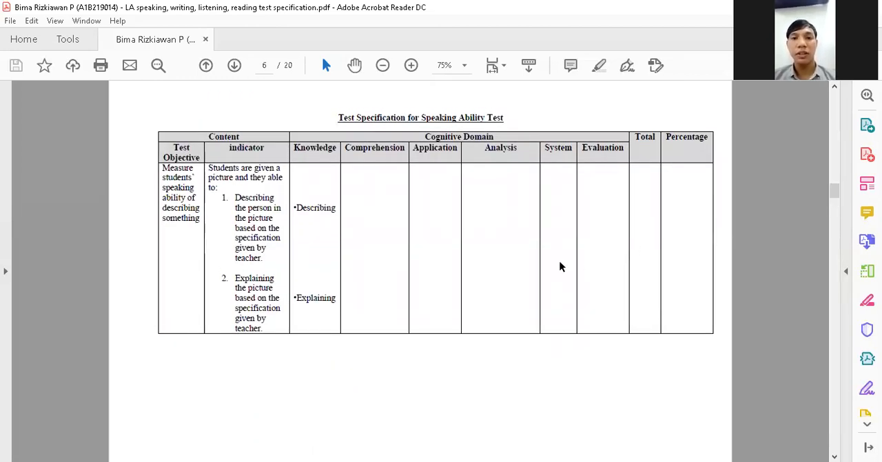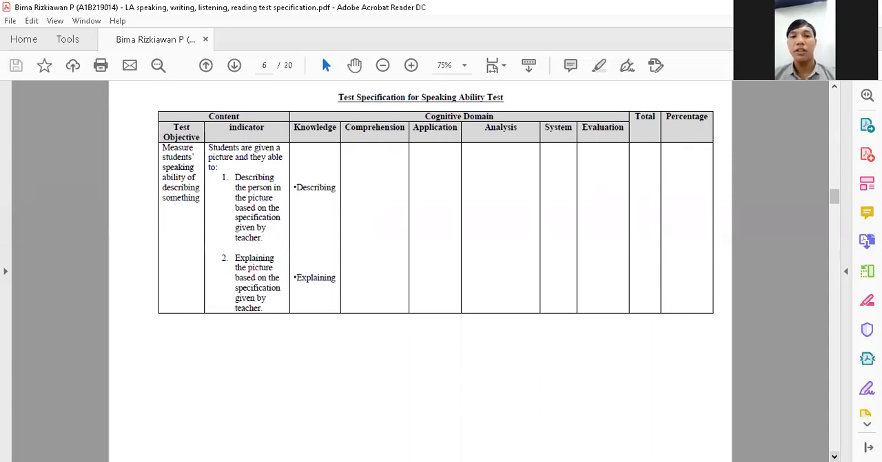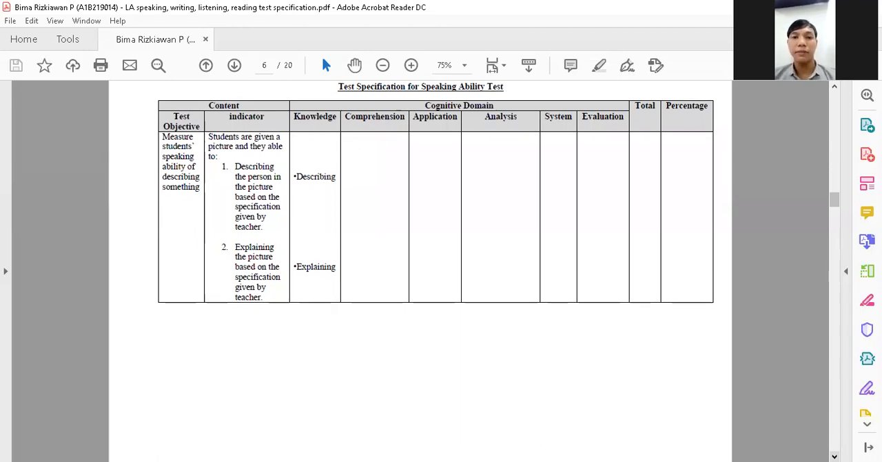So, that is the test specification for the speaking ability test. The test objective is to measure students' speaking ability in describing something. The indicators: students are given pictures and they are able to describe the person in the picture based on the specification given by the teacher. And the second is explaining the picture based on the specification given by the teacher. The knowledge is describing and explaining.